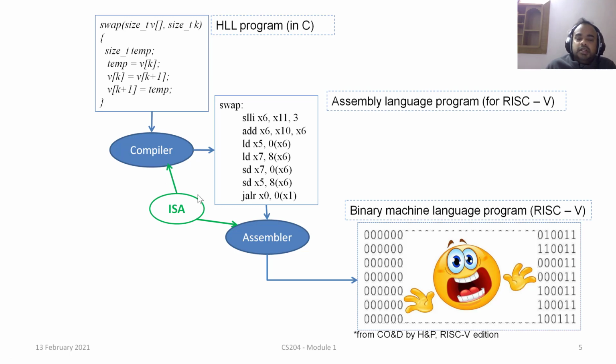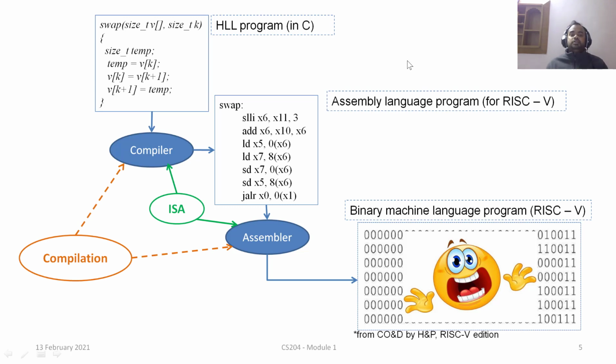So the instruction set or instruction set architecture would be one of the inputs to the compiler and assembler. That's where we are binding the high level program to some particular hardware. So each hardware has its own ISA. And typically when we say compilation, it does both the compiler's job and the assembler's job. So we give a high level program, it internally converts it into an assembly language, and then it converts it into a binary language. Okay.